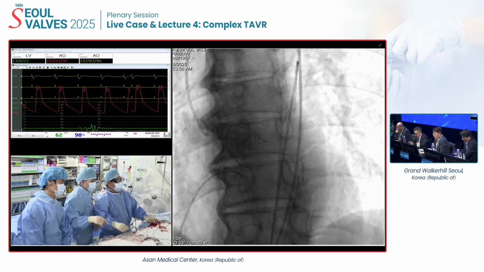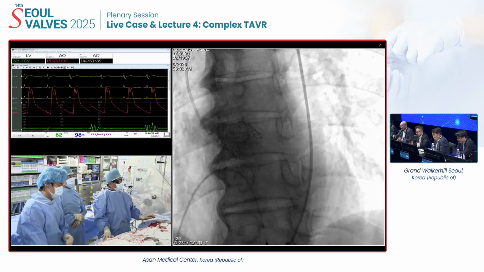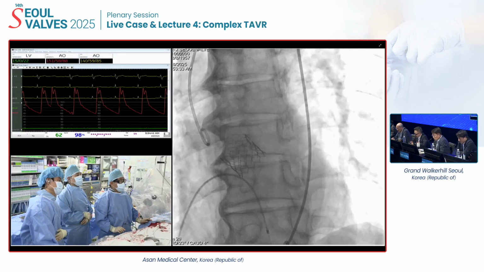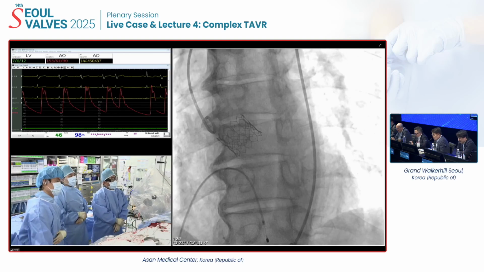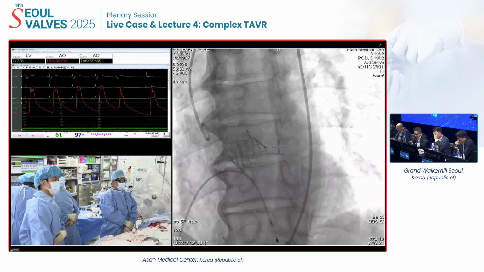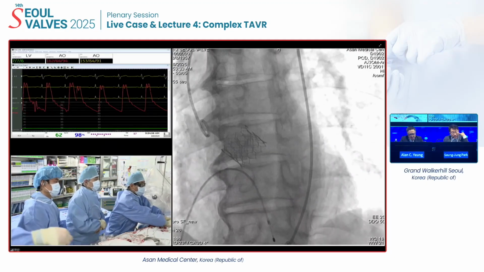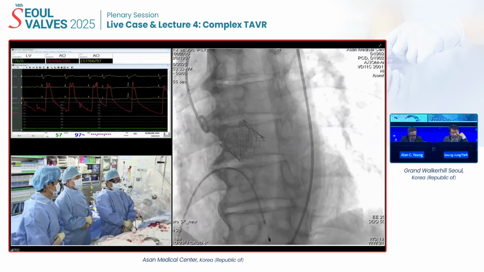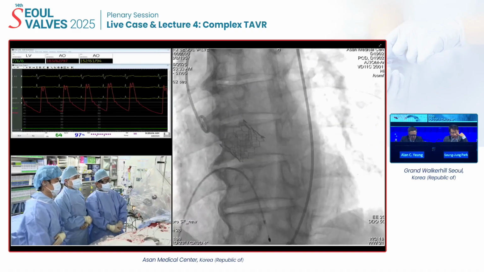And then I check the final aortogram. Ready? No AR, and sinus rhythm. Great. Sinus rhythm. I like to remove the pacemaker because I have a nightmare of pericardial tamponade due to the temporary pacemaker.